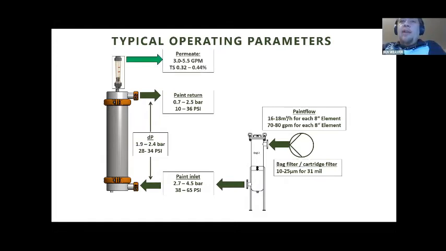And then when we're talking about what's produced in the rinse water, out of an 8-inch element, we're usually looking at 3 to 5.5 gallons per minute of permeate, with a total solids of about 0.3 to 0.4%. The paint inlet's going to come in, depending on what type of paint, anywhere from 12% on the low side of solids up to 20% on the high side. But basically, the majority of those solids remain on the return side and return to the paint bath, where we have a high quality permeate coming out of the module for rinse water.